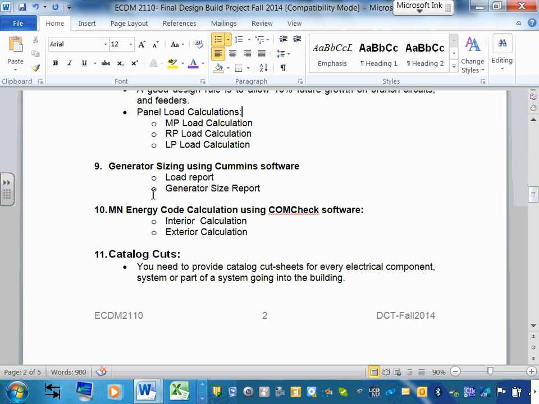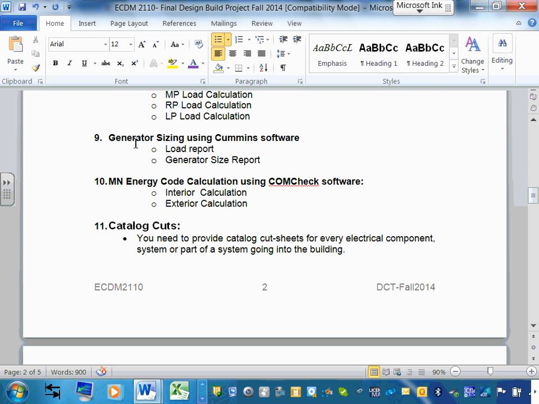Generator sizing. When we talk about gen sizing, what's the outcome for the gen size? I need 2 reports from the software, and you're going to see it's so easy to use. I'll walk you through how to use them. One is called load, and the other one is called gen size. So one report tells you, here's the size I want.